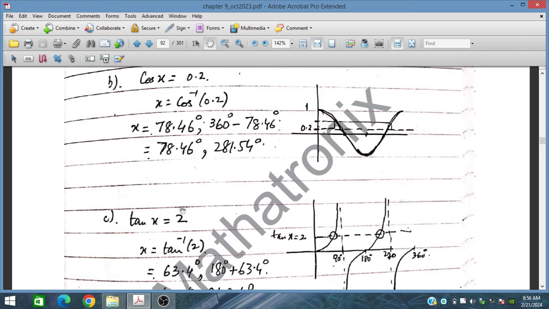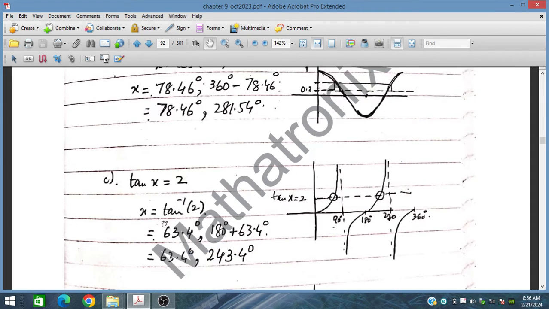Now tangent x is equal to 2. Taking the inverse, we know that tangent is positive in the first and third quadrant. In the first quadrant the value is 63.4, and for the third quadrant we add 180 to this value. So at this point tangent x is 2, and this is the first quadrant, this is second, this is third, and this is fourth quadrant. In the first and third quadrant the value of tangent is positive.